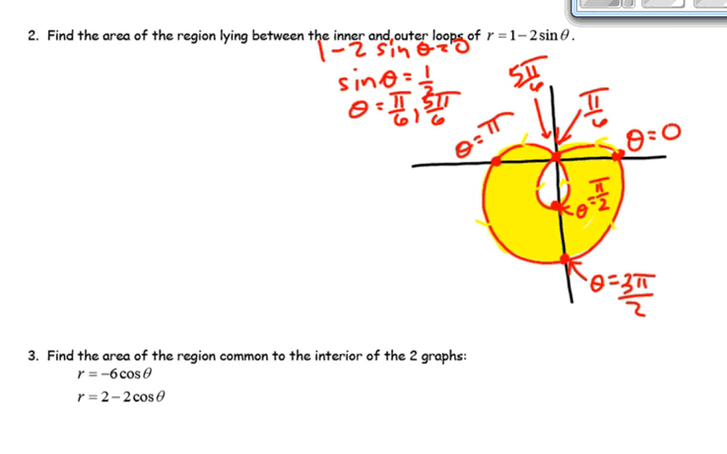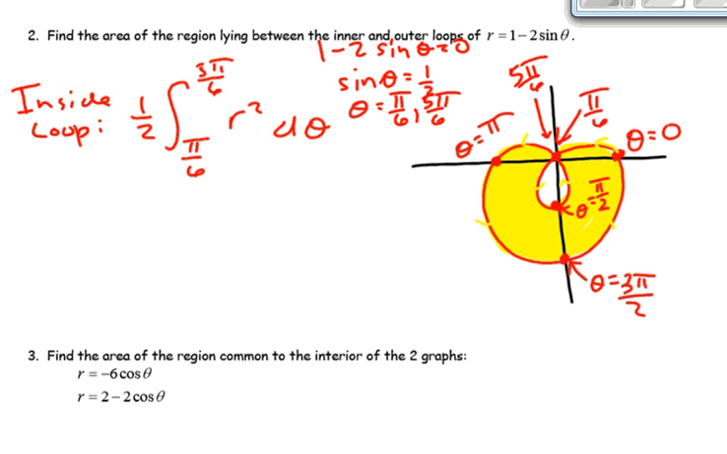Okay, so to do this, what I would recommend is finding the total area and then subtracting the area of the loop. So first of all, let's do just the loop, or inside the loop. Inside the loop starts at pi over 6 and ends at 5 pi over 6. So I'm going to use that as my bounds. So we have 1/2 integral from pi over 6 to 5 pi over 6 of r squared d theta, where r is just 1 minus 2 sine theta.